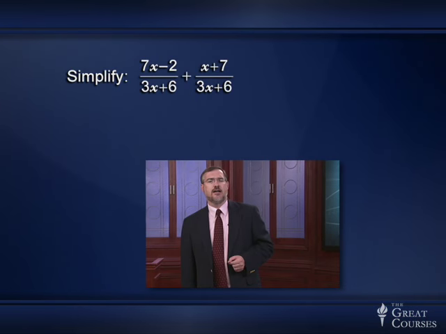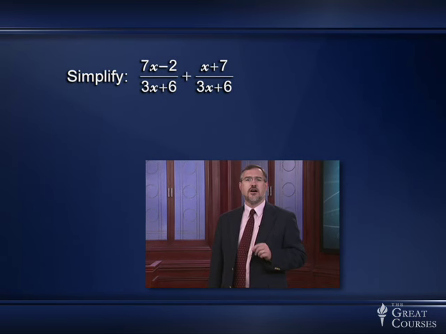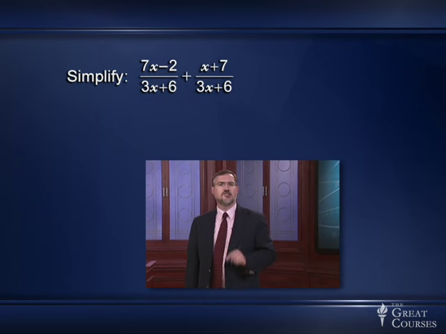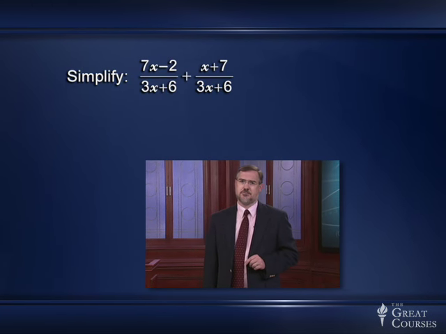Okay, we've done enough now with simplification. We now need to move forward with operations on rational expressions. And so the first thing we're going to do is talk about how to add and subtract. So let's do that together with the following example. Simplify 7x minus 2 divided by 3x plus 6 plus x plus 7 over 3x plus 6.